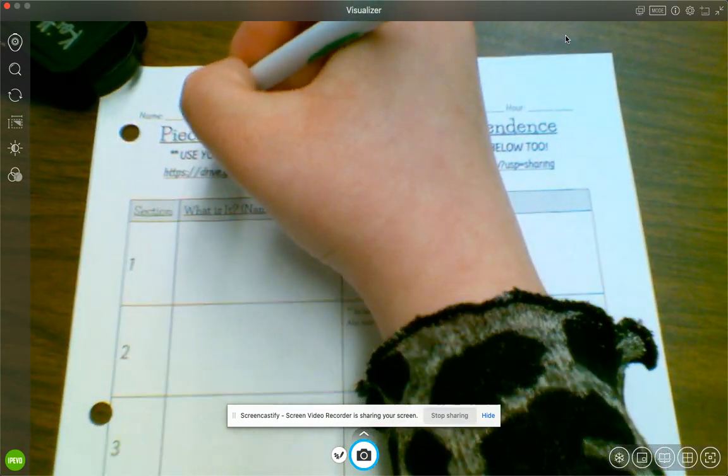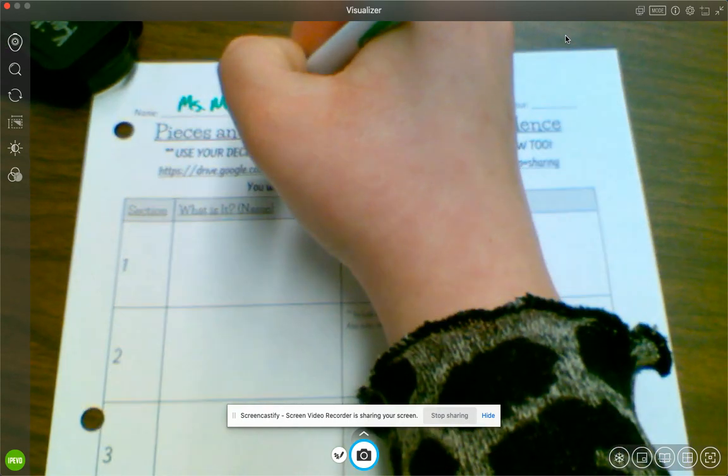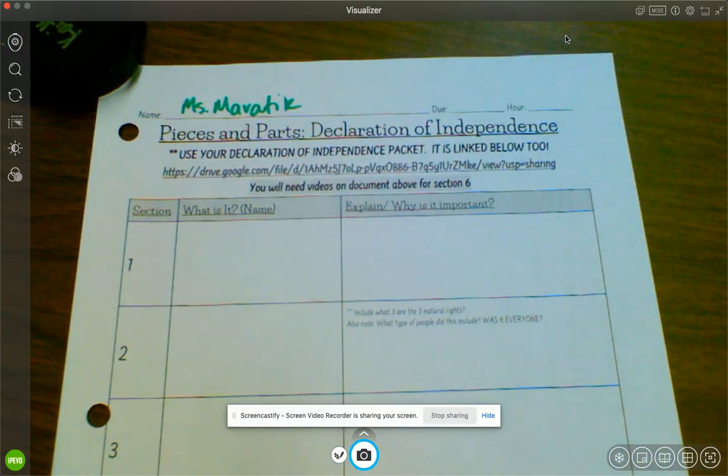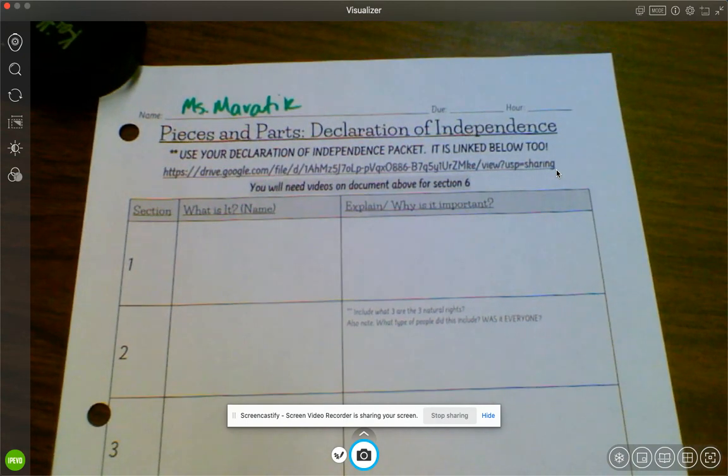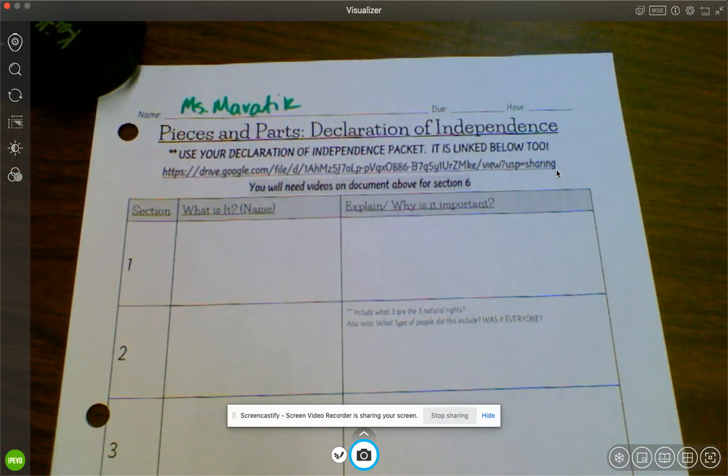But first thing, please put your name on it. My name's Miss Moronic. Please put your actual name, put when this is due, and then the hour that you have your history class. So what we're going to be doing today is looking at the Declaration of Independence and getting these first bits of it, because there's kind of 6 big parts that go with the Declaration of Independence, and there's a bit of information. Today's kind of our introduction to this, and then we're going to dig into it in some upcoming days here in class.